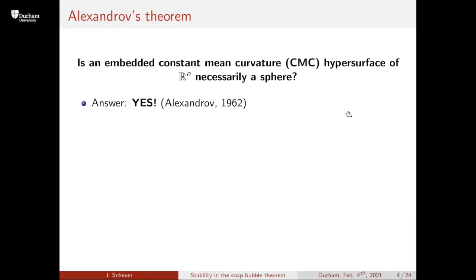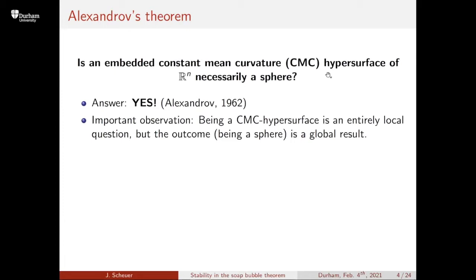The nice feature of this kind of problem is that we are imposing local assumptions. Being constant mean curvature means that you can determine it in arbitrarily small neighborhoods of every point. So this is a local question, but the outcome is a global result. This is very powerful: you can get from local assumptions to a global topological result.